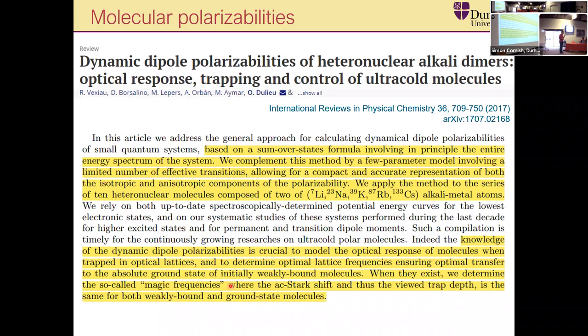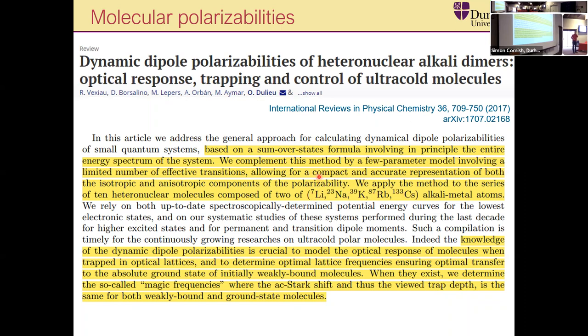I think it was Nick who said that to calculate the polarizability of the molecule, we have to sum over all the transitions. Right? And then I showed you last time the polarizability of rubidium and cesium is very easy because certainly the D1, D2 lines are what you really have to consider. So if you've not come across this paper, I encourage you to look at it. It's a nice paper from the Libby and Hughes group. And he does exactly that, right? We do a sum over states formula involving, in principle, the entire energy spectrum of the system. So he does this calculation over all transitions in the molecule. And he does it for all of the bialkali combinations.